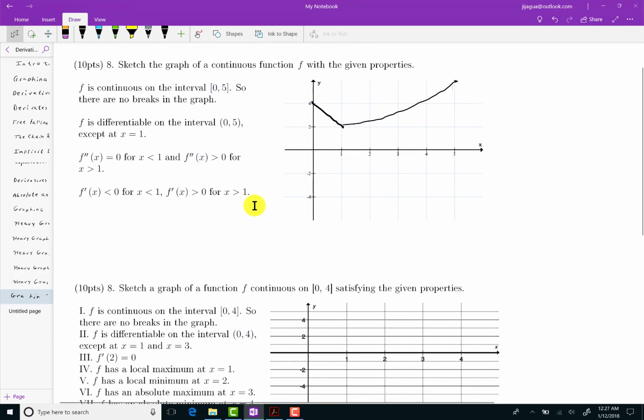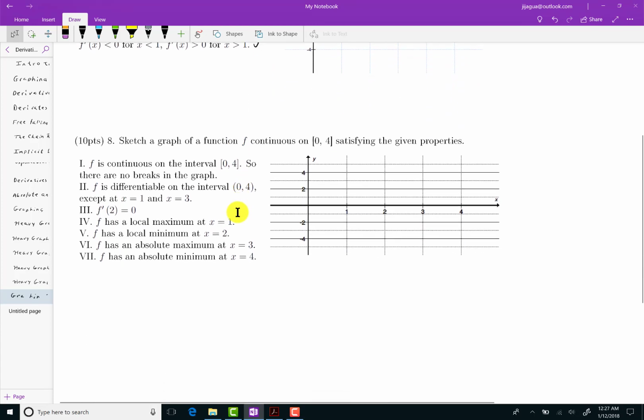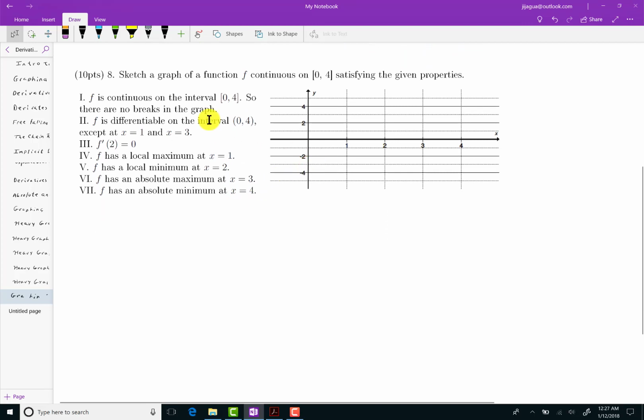And as long as you have all the features, like I see students do this all the time, because there's no breaks in the graph, I've checked it off. Differentiable on the interval except x equal 1, and I purposely put a sharp point at x equal to 1. And then these are the things that I use to make up the graph. I think this one was from spring 2017, and this one might be from summer 2017. Let's go ahead and do that one too.